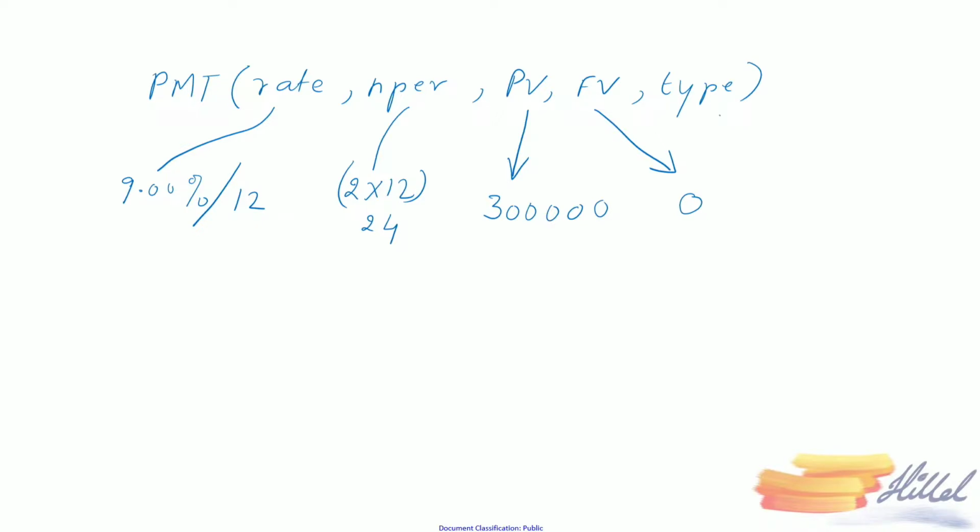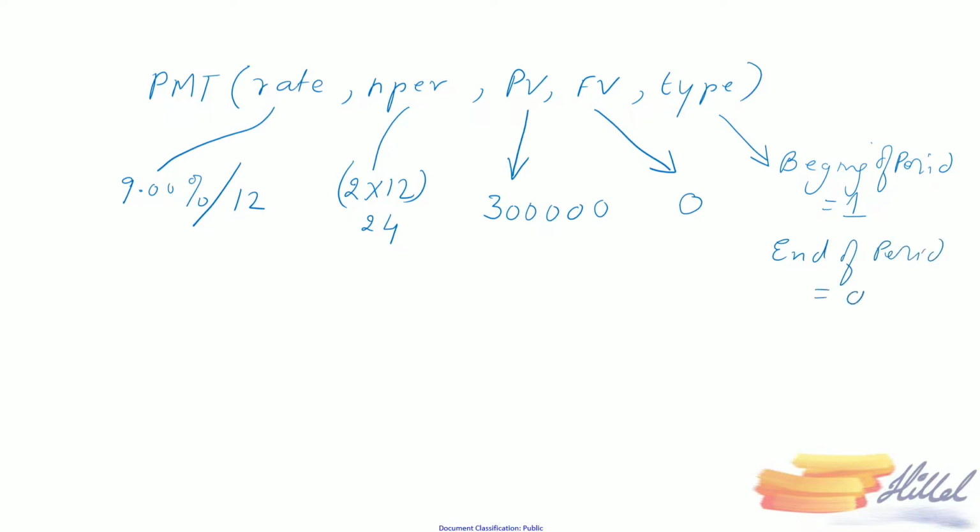And the type represents how you would be paying the equated monthly installments, whether it would be at the beginning of the period, which will be 1, and if it is at the end of the period, it will be 0.